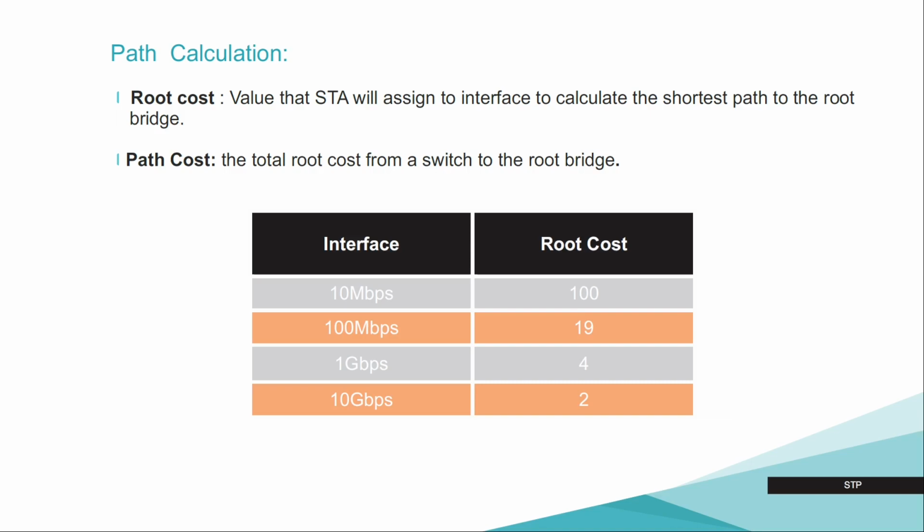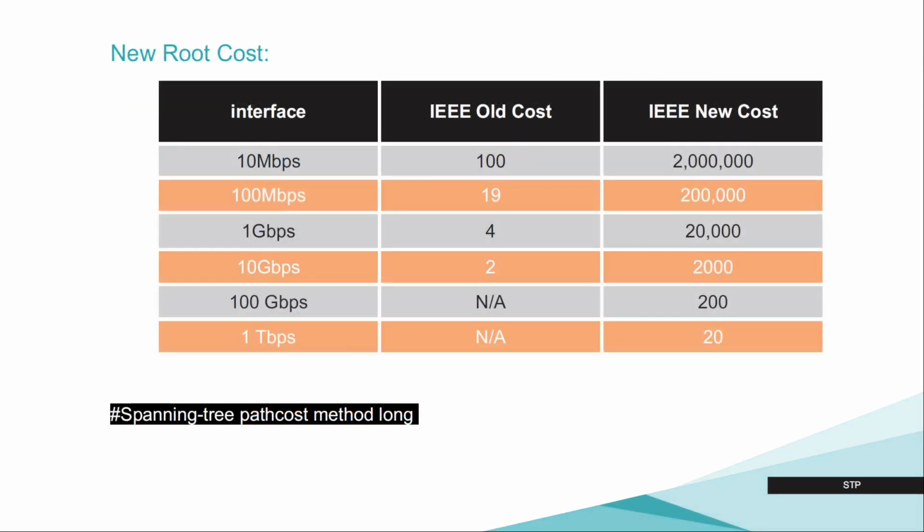So for a 10 megabit per second interface, STP will assign a root cost of 100. For a 100 megabit per second interface, the root cost will be 19. For a 1 gig interface, the root cost will be 4. For 10 gigabit per second, the root cost will be 2. This cost value doesn't support the 100 gigabit per second interface and the 1 terabit per second interface. For that reason, the IEEE came up with a new cost in order to support the 100 gigabit per second and 1 terabit per second interfaces.